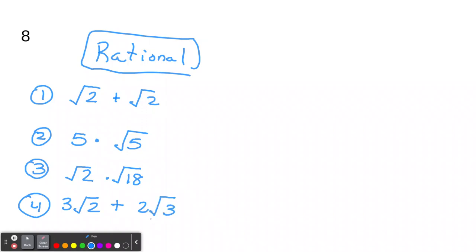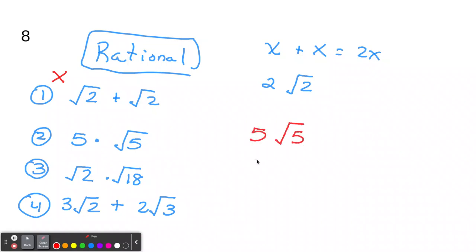So when you're looking at radicals, think of them also as variables, right? Let's say, for example, I had x plus x. So x plus x is just 2x. So if you had the square root of 2 plus the square root of 2, well, that's just 2 square root of 2, right? That is not rational. So we'll use our red ink here. We'll say no, that's not rational. So 5 times the square root of 5, that's just 5 square root of 5. That's all it is. So that's not rational.